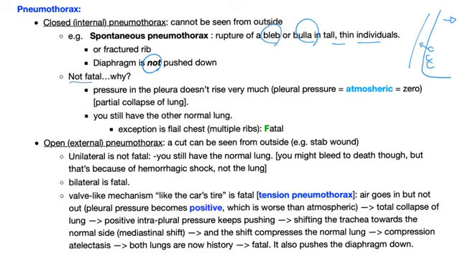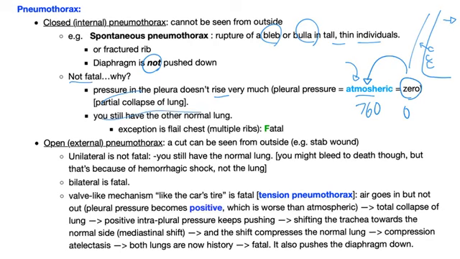This is not fatal. Why not? Because the pressure in the pleura does not rise very much. Instead of negative, it's now atmospheric. What do you mean by atmospheric? I mean zero. What do you mean by zero? I mean it's the same as the atmosphere. We call it, just for reference, zero, but it's not zero. It's 760 millimeters of mercury, if you remember your physics.